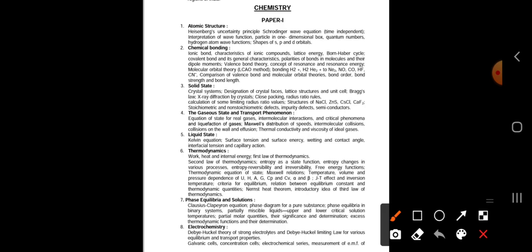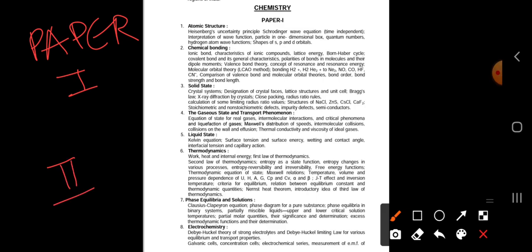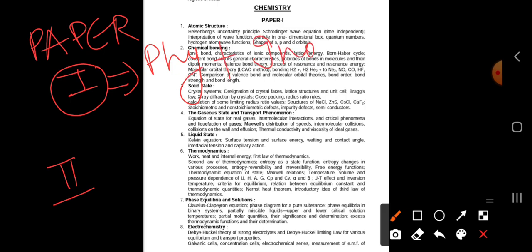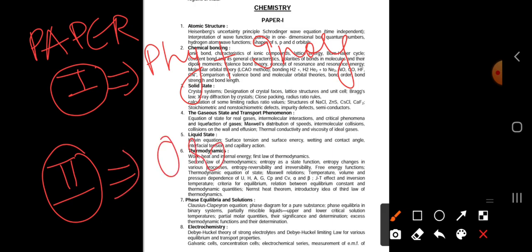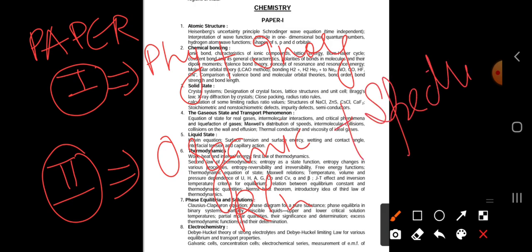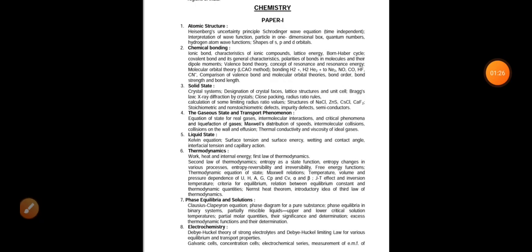The chemistry optional paper comprises paper 1 as well as paper 2. Paper 1 consists of physical plus inorganic chemistry, and paper 2 is wholly organic chemistry, reaction mechanism plus spectroscopy. Now we will discuss the syllabus paper-wise.